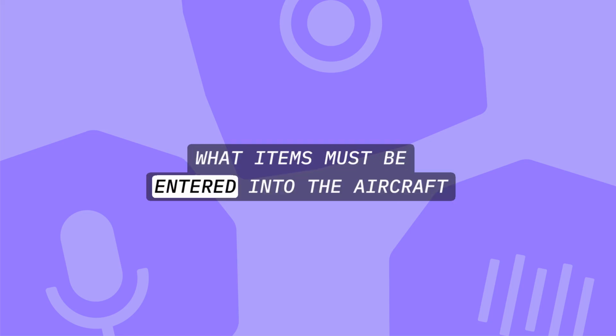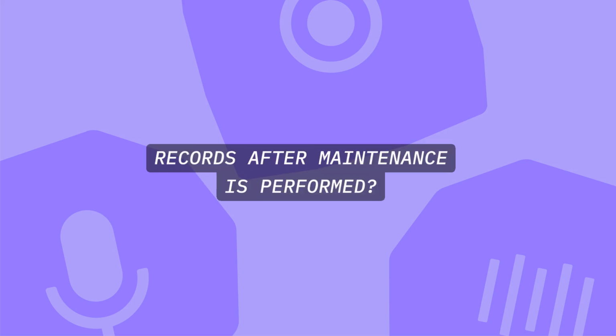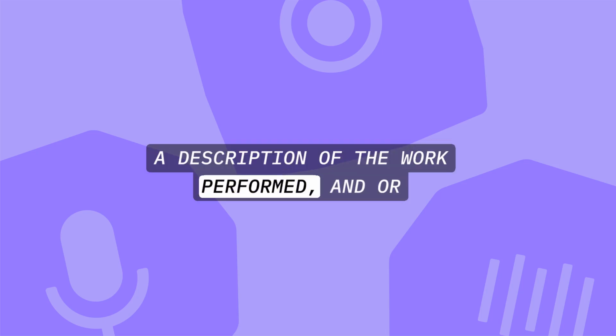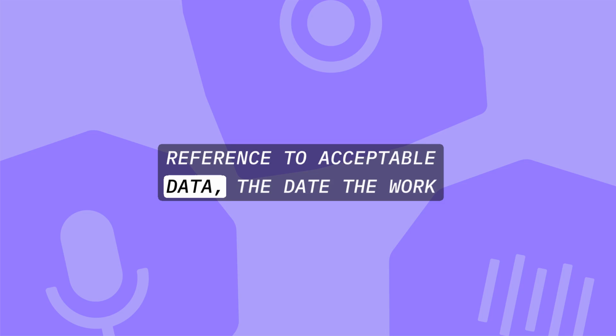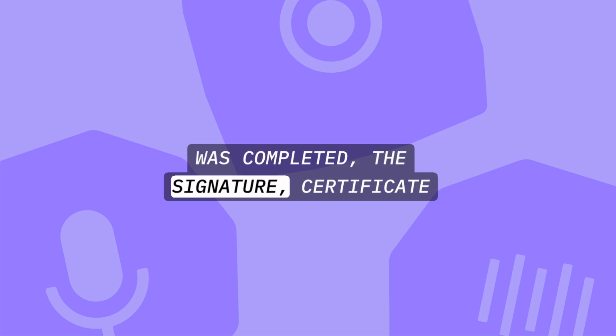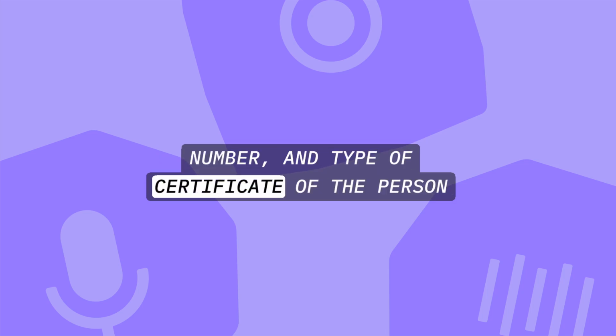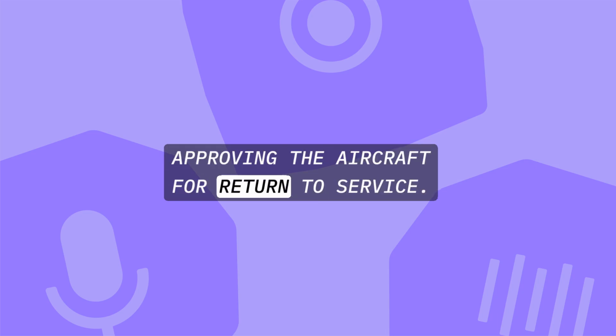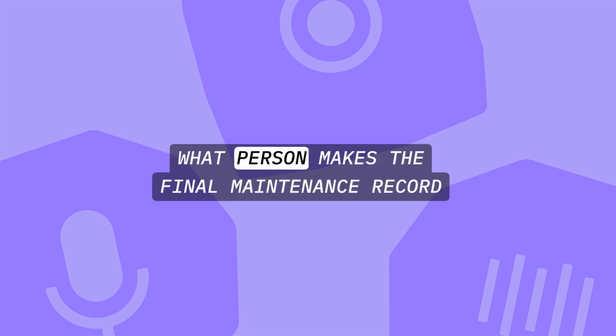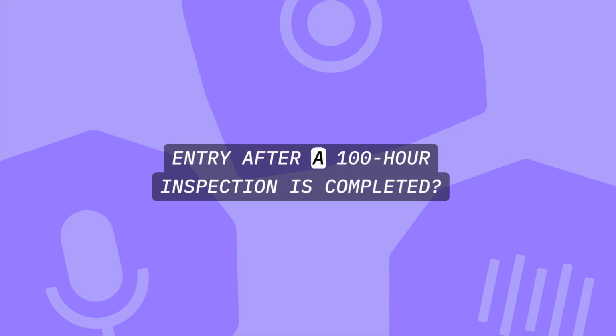What items must be entered into the aircraft records after maintenance is performed? A description of the work performed and/or reference to acceptable data, the date the work was completed, the signature, certificate number, and type of certificate of the person approving the aircraft for return to service. What person makes the final maintenance record entry after a 100-hour inspection is completed? The person approving the aircraft for return to service.